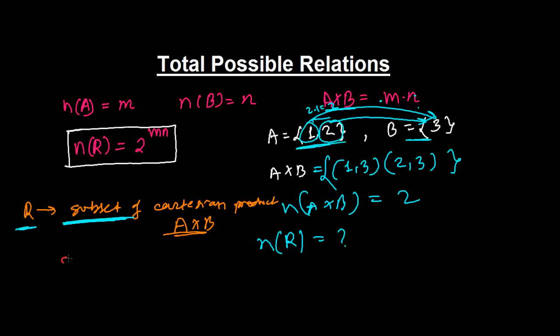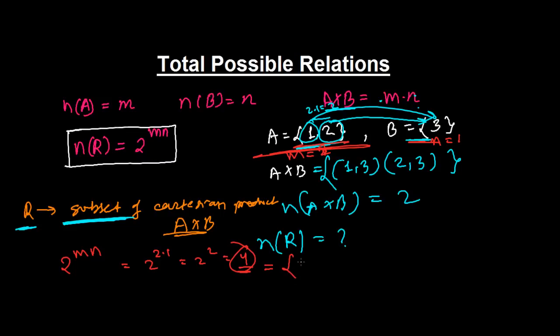We can find that simply by 2 to the power mn, and in this case m is 2 and n is 1, so it's going to be 2 to the power 2 times 1, that is 2 to the power 2, that is 4. So we can find 4 subsets. The total possible relations on these 2 sets is 4. By the way, we don't know how exactly relations are defined, but we can predict the total possible ones.